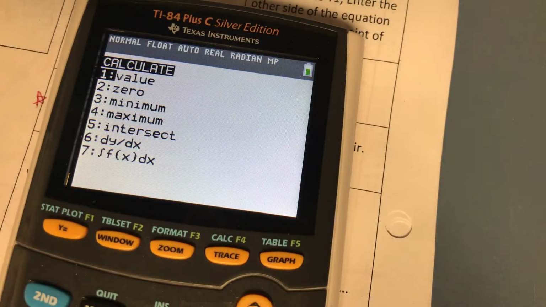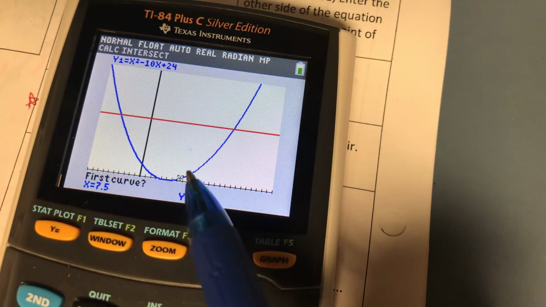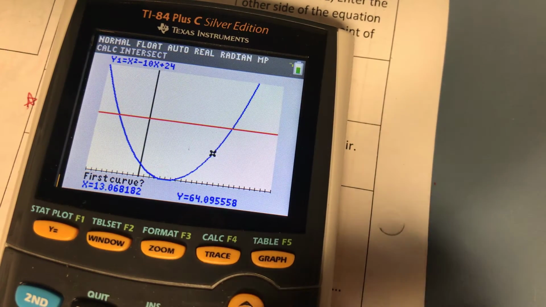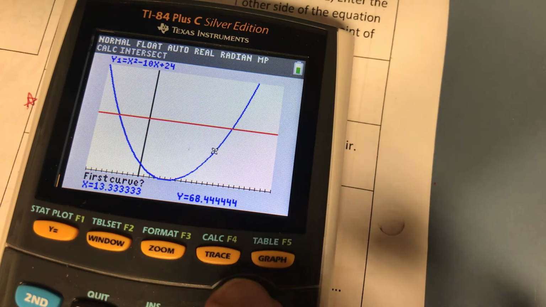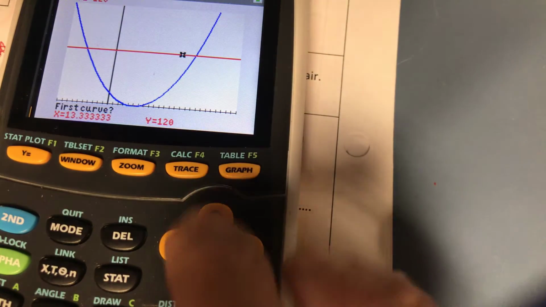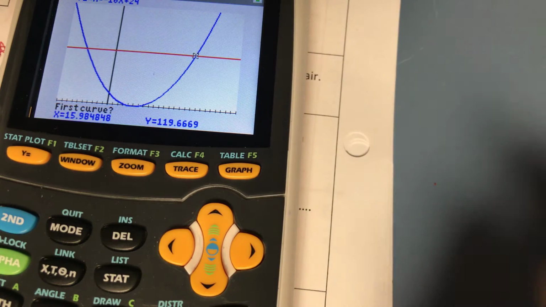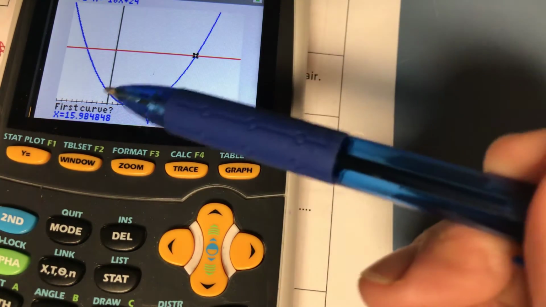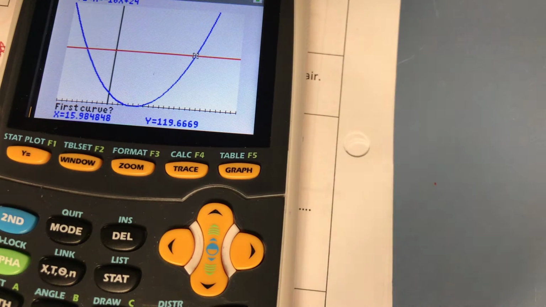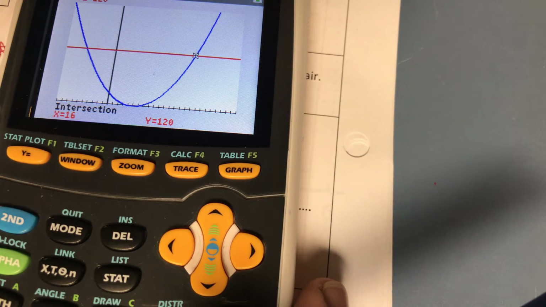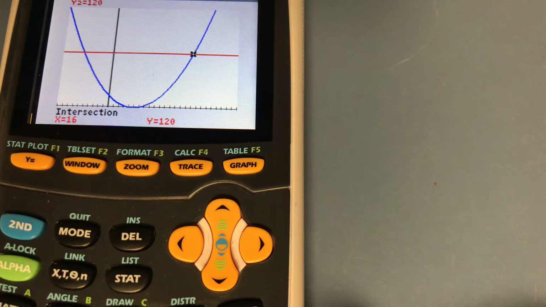So now that I can see them, I've pressed second trace. I'm going to choose option 5, and I need to get my cursor to one of them. The left and right arrows move you along one shape, where the up and down arrows move you from one shape to another. So I'm going up and down, and now I'm going left to right. First I'm going to put the cursor where I think it should be, and then I just have to hit enter 3 times. Once for the first curve, second curve, and the third time for intersection. So one point of intersection is 16 and 120.